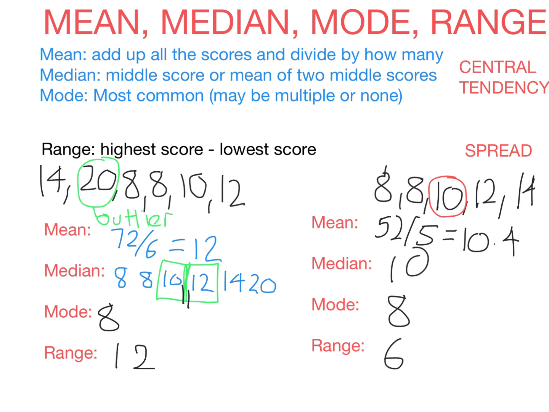So we can see here that when we took away the outlier, the mean and the range changed by more than the median and the mode.